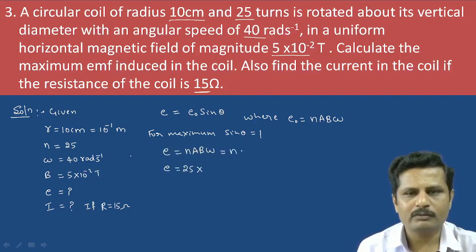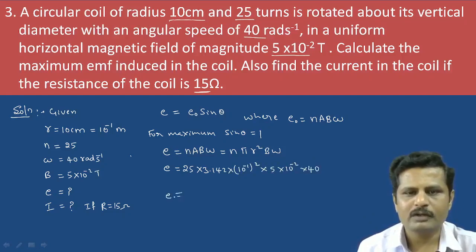A means pi r square, it is pi r square, and b omega. Now let me substitute n. In place of n I have substituted 25. In place of pi I should write 3.142, and r square, here r means 10 to the power minus 1 whole square, and b, that is the magnetic field, 5 into 10 raised to minus 2, and omega is equal to 40 radian per second, that is 40.